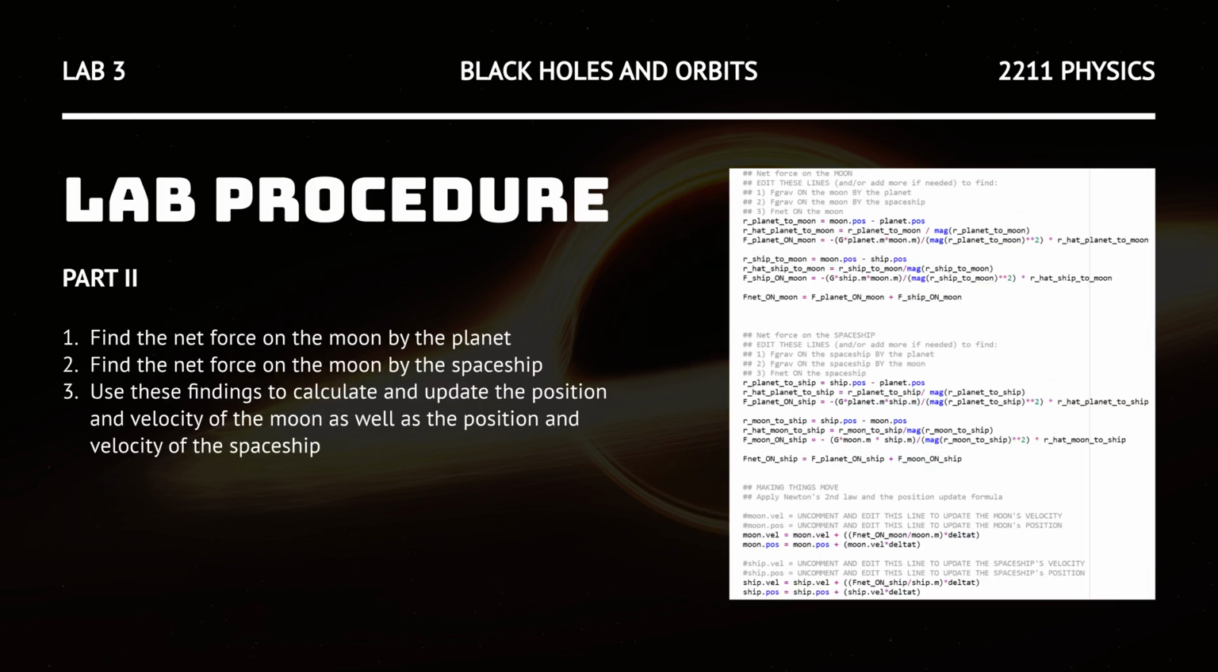For the lab procedure for Part 2, we have to find the net force on the moon by the planet. We use the same steps to find the net force on the moon by the spaceship, and then we use these findings to calculate and update the position and velocity of the moon, as well as the position and velocity of the spaceship, which can be seen in the code to the right.